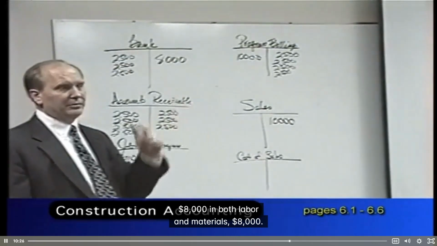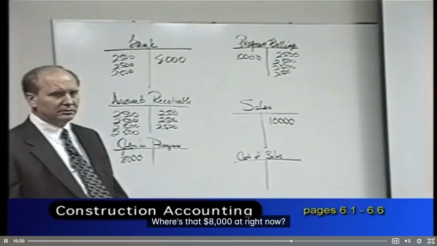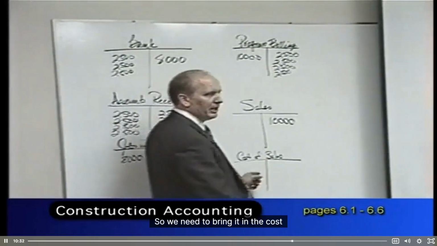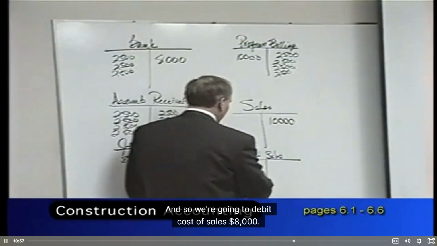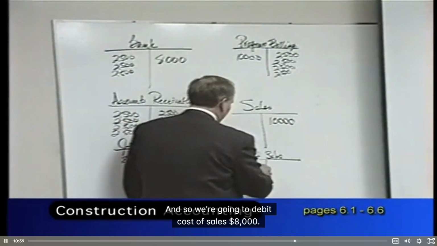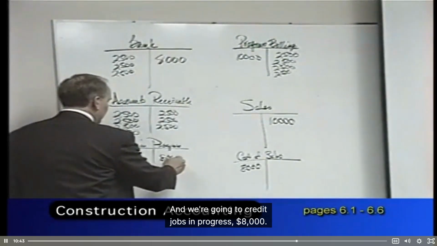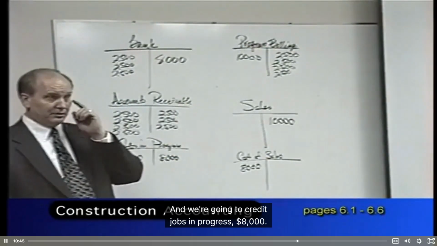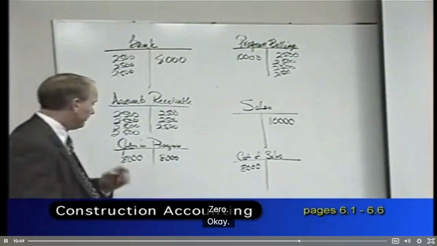Okay. How much did it cost us to produce this item, to do this job? $8,000 in both labor and materials. $8,000. Where's that $8,000 at right now? Jobs in progress. So we need to bring it in at cost of sales because we only made $2,000 profit on this job, didn't we? And so we're going to debit cost of sales, $8,000, and we're going to credit jobs in progress, $8,000. What's the balance in jobs in progress now? 0.